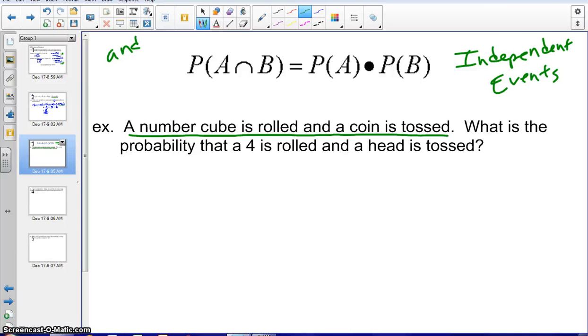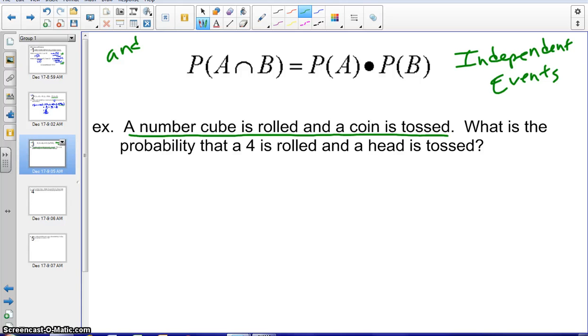However, if we are talking about cards, for example, if a card is pulled from a deck of cards and not replaced, the outcome of the second card that is pulled does depend upon the outcome of the first. Therefore, those would be not independent events. Okay, so when we're dealing with our AND problems, we are talking about independent events.